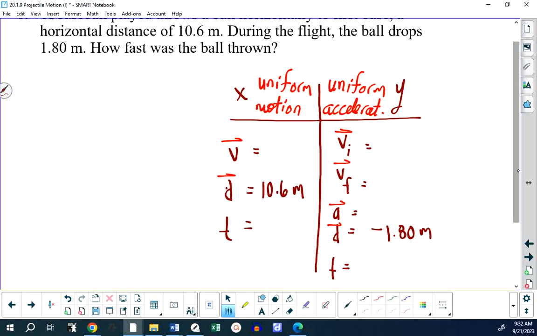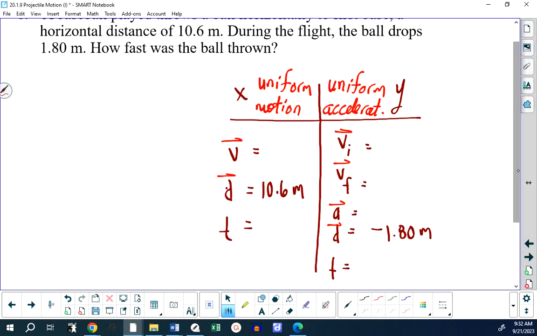And that is true because if I want to throw the ball 10.6 meters and I throw it at a very, very low speed, it's going to take a longer time to get there, and that means it will fall more. I mean, they're connected to each other because the time is the same. We just analyze them separately. What else do we know?